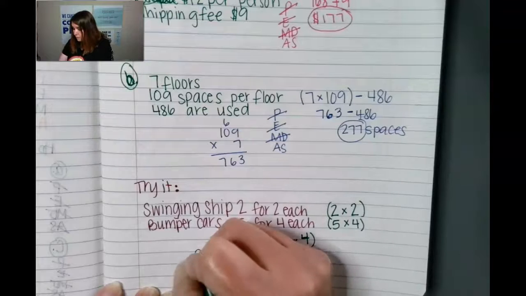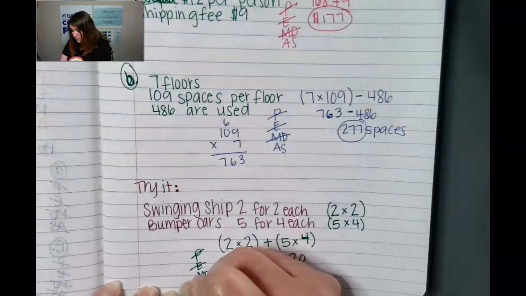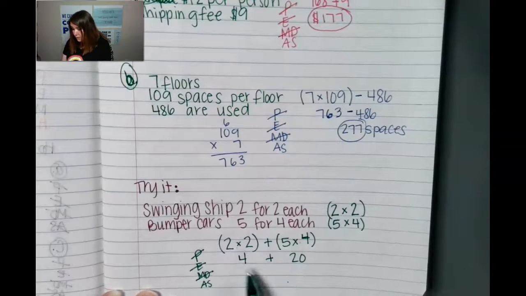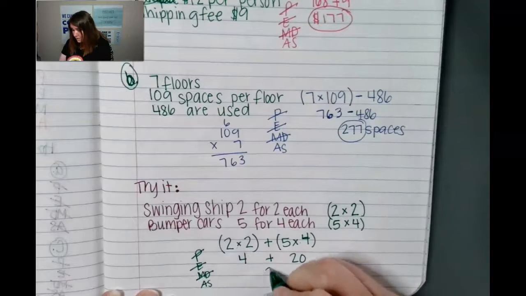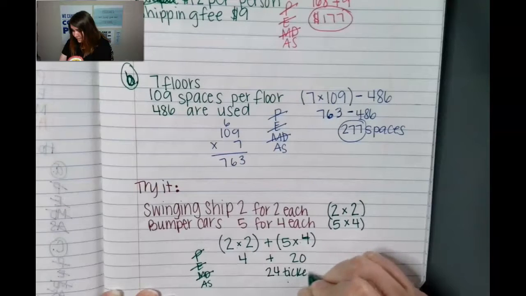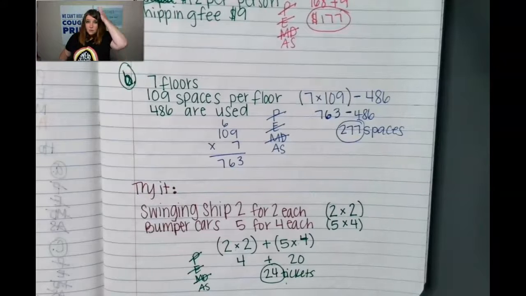Okay, there we go. Parentheses, I'm done with those. No exponents. Man, I cleared out my multiplication really fast there. Addition and subtraction from left to right. 4 plus 20 is 24. So it costs 24 tickets. Boom! 24 tickets to ride the rides.